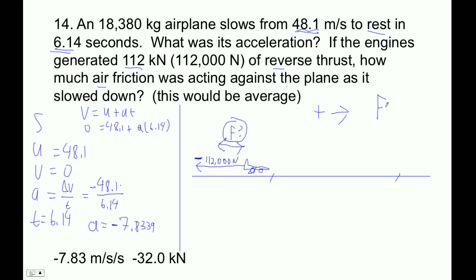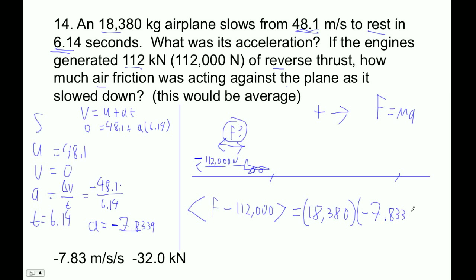So now we just use F equals ma. Our forces are unknown force minus 112,000 newtons, right? And then that equals m times a. So there's our m, 18,380. And here's our acceleration, right? Negative 7.8339, like that, right? So now we're set.